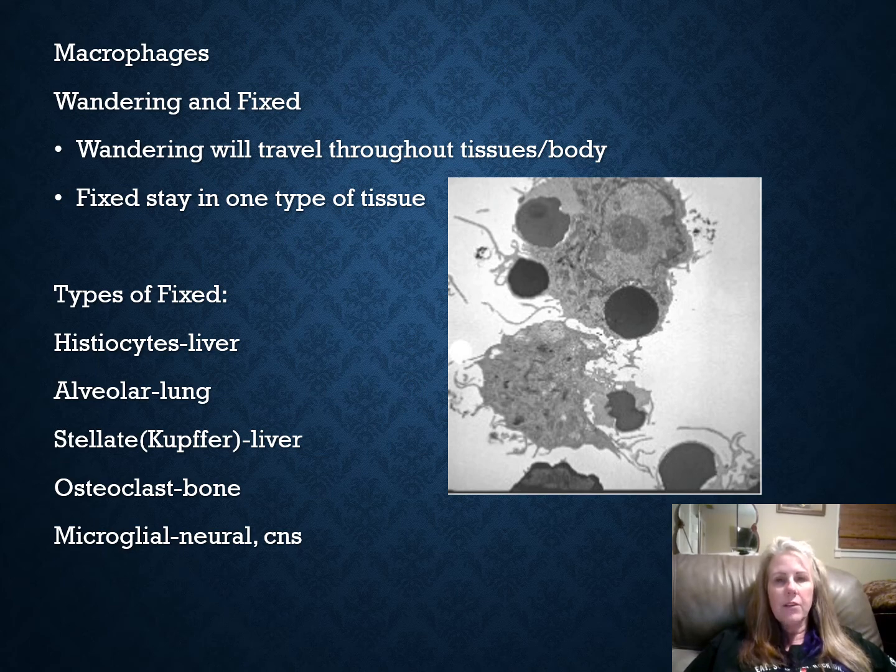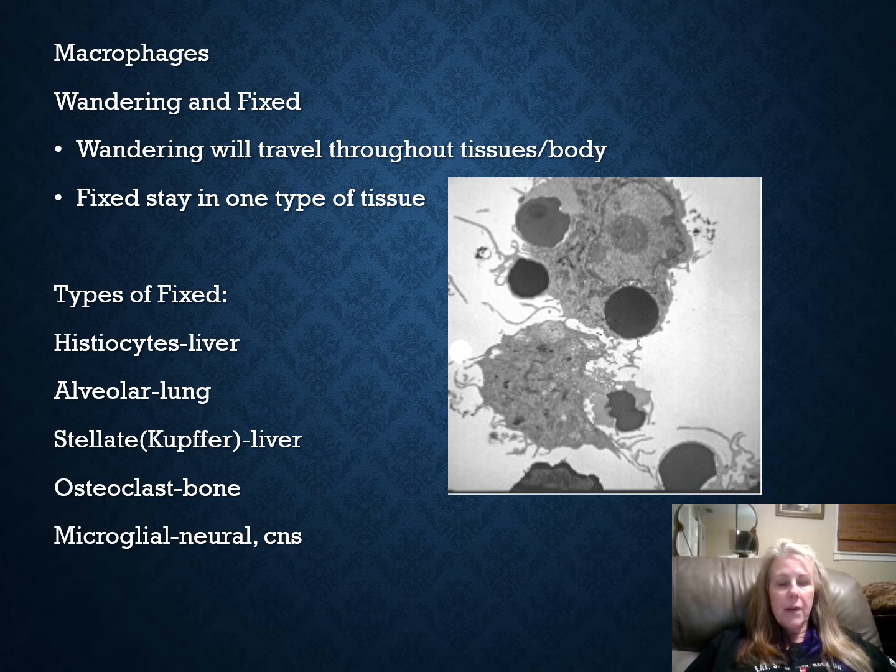Because they do that, we give them special names depending on where we find that macrophage, or basically in which type of tissue we find that macrophage. And they could be specialized for that tissue, and that's typically what we see. All right, so I'm going to give you some examples of types of fixed macrophages.